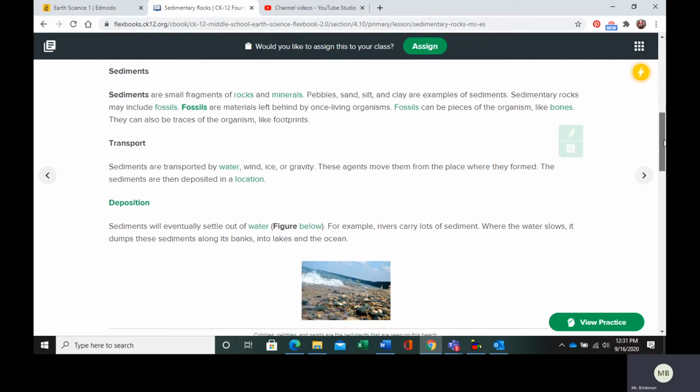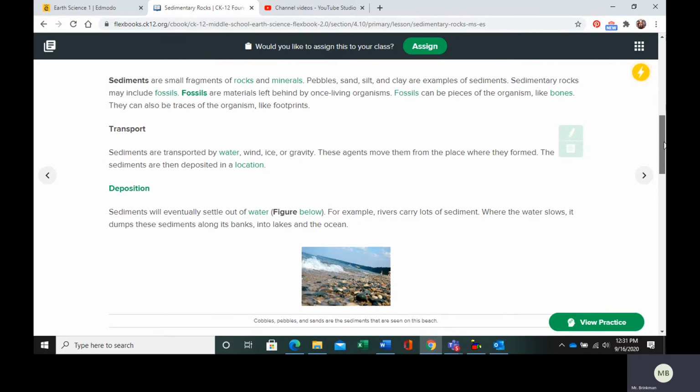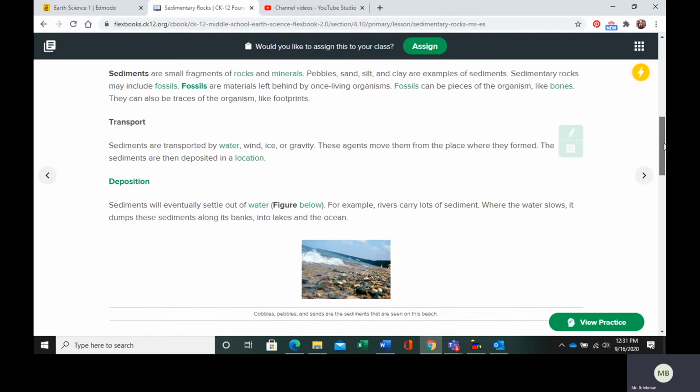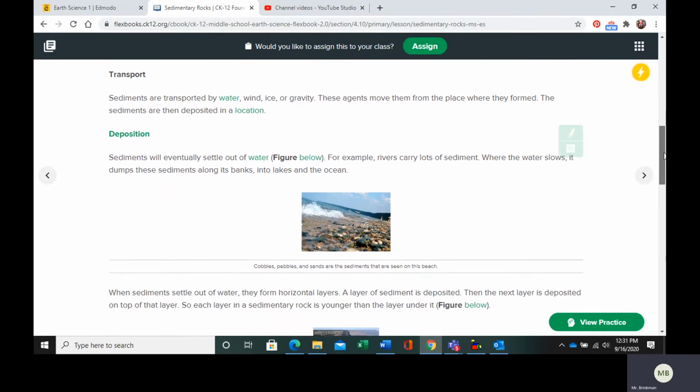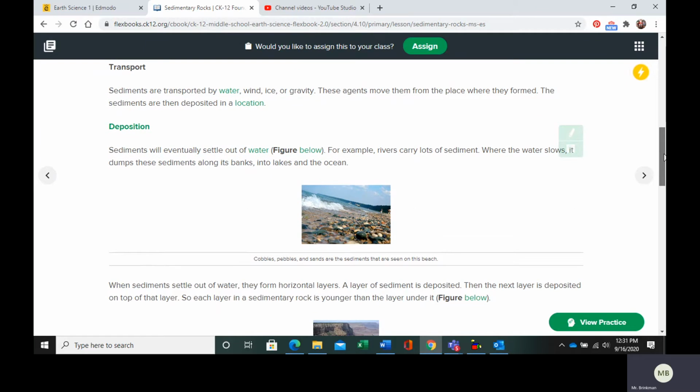So sediments, we already said those are small fragments of rocks and minerals. So stuff like pebbles, sand, silt, and clay. Some may include fossils. And then we get into the transport of these sediments. Sediments can be transported by water, wind, ice in the form of glaciers, or gravity. So these things are going to move them from the place where they're formed to a new location.